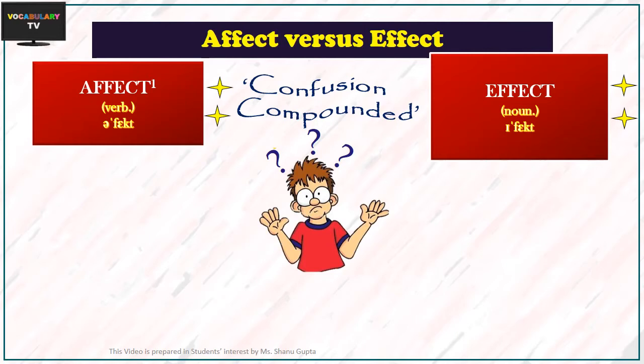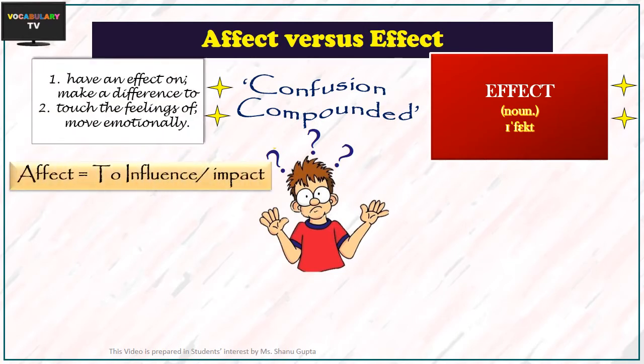these words have overlapping meanings and so the confusion is compounded. One tip to remember the difference is that the word affect is always used as a verb or action word. Remember, A for affect and A for action. So the word affect denotes an action. Affect means to influence or to impact someone, to have an effect on someone.